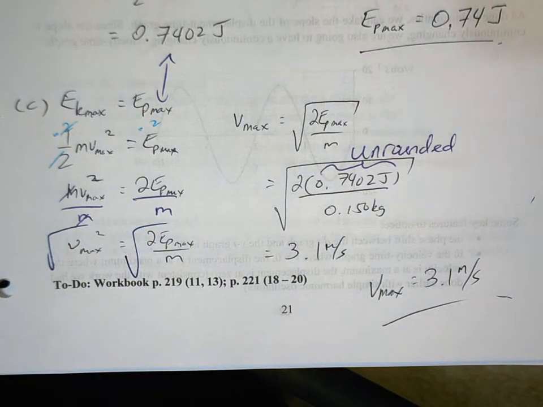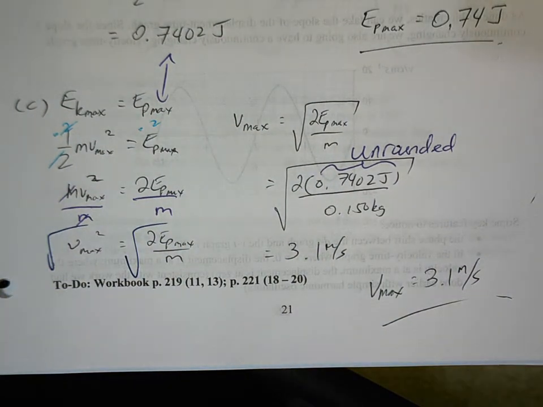This type of question here is probably the most challenging type of oscillator question you get, just because you have to link so many ideas together. But as long as you remember the fundamentals, and especially for that max speed, that EK max equals EP max, we can't throw anything too difficult at you. You'll be prepared for every single question.